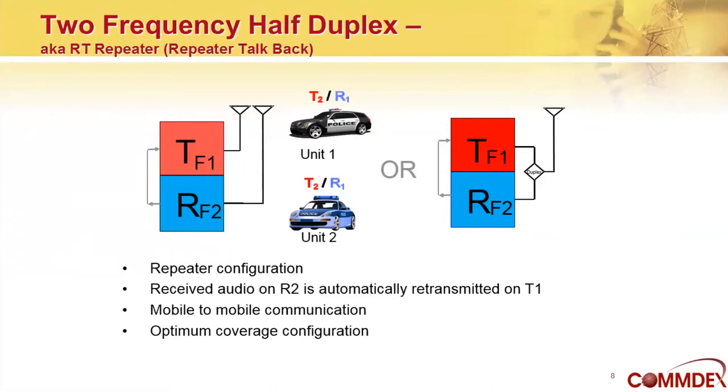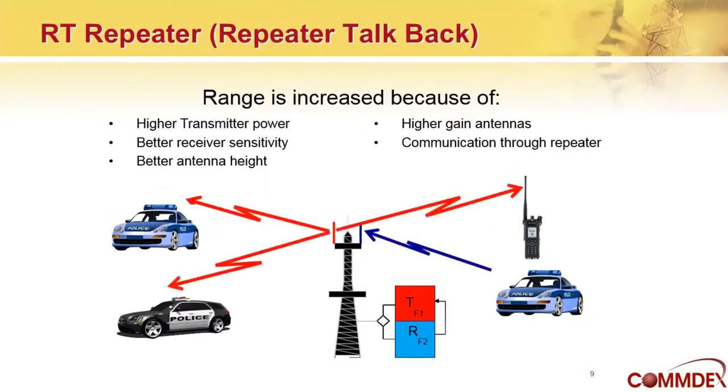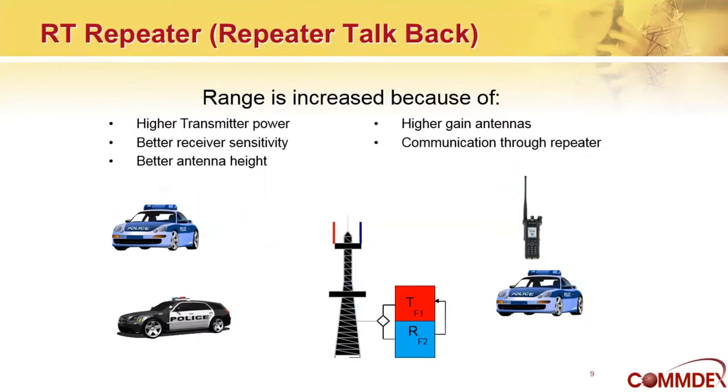So this will give us good mobile-to-mobile communication because we can put the repeaters in a good location with good antennas and high power and get a lot more coverage than we would if we were trying to talk direct unit to unit. So here's how it works. We're going in on the blue channel or the blue frequency, and we're going out on the red frequency. We can cover much more range.